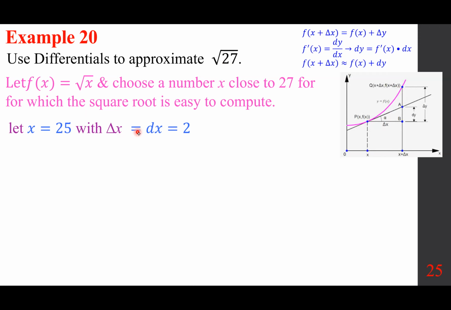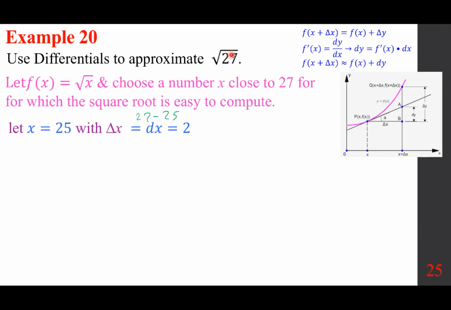In other words, this is 27 minus 25. But if I want the square root of 24, from 25 to 24, we go down by 1, so Δx becomes −1, and that sign is important.